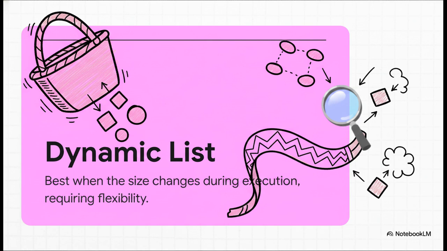And the key justification, the literal magic word you want to use here, is flexibility. The size of the basket changes during execution. A fixed array would either run out of space or completely waste memory by being way too large. The dynamic list perfectly handles that fluctuating size.